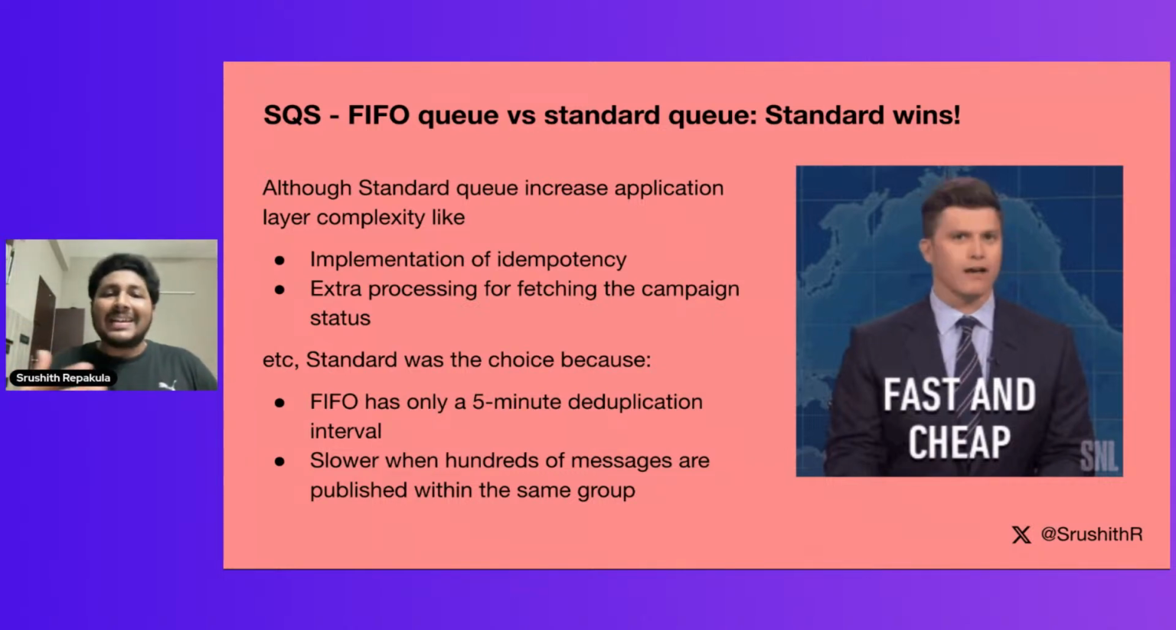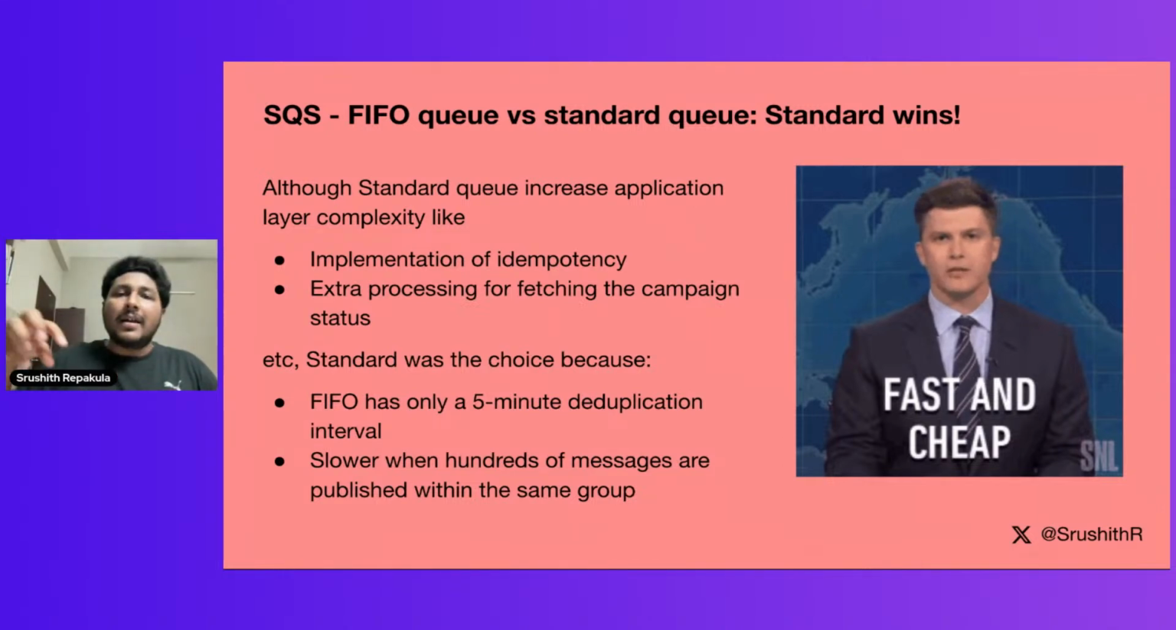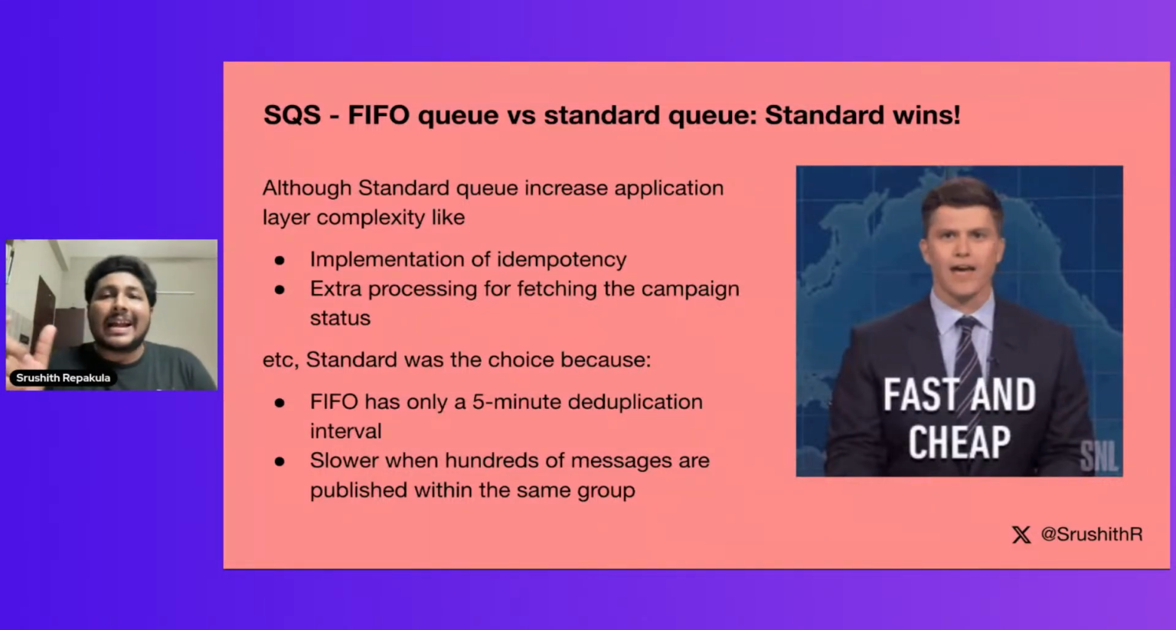And extra processing is required for fetching the campaign status. As I told you, if it is ordered, after the 100th message is processed, I know that it is completed. Whereas in a standard queue, there is no order, so I don't know. But still, standard is what we chose, because with FIFO, I told you about handling duplicates, right? That duplicate period is only 5 minutes. So if a duplicate message comes after 5 minutes, it is not really handled, and it is slower because there's an order.